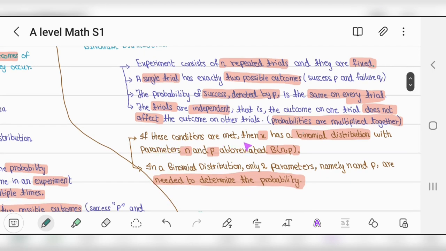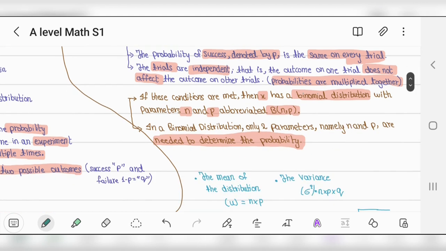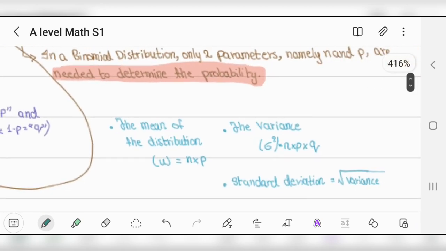If these conditions are met, then X has a binomial distribution with parameters n, which is the total, and p is the probability of success, abbreviated as this. So the question could be given in this form as well. You need to remember that B stands for binomial distribution, n is the total number, and p is the probability of success in the experiment or in the survey. In a binomial distribution, only 2 parameters, namely n and p, are needed to determine the probability. And that is true. Okay, we are also going to understand the mean and the variance.